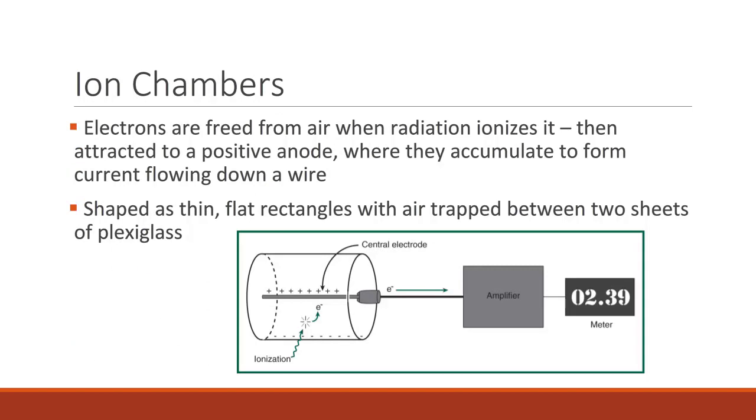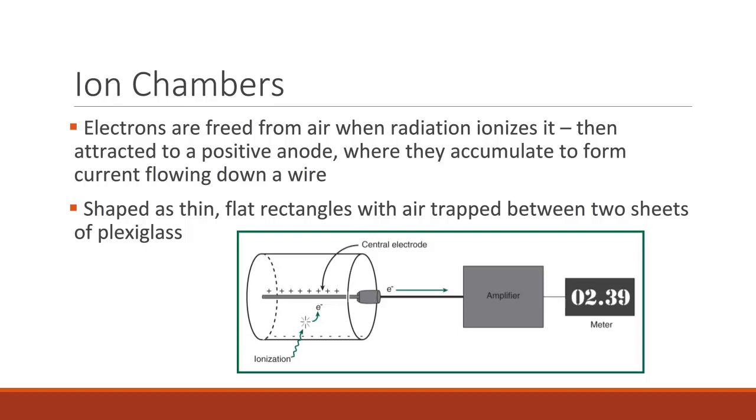In most AEC systems, the type of device used for radiation detection is the gas ion chamber. In an ion chamber, electrons are freed from air when radiation ionizes it. These electrons are attracted to a positive anode where they accumulate to form current flowing down a wire, where it is amplified and measured. Once the set amount of charge is reached, the exposure is terminated.